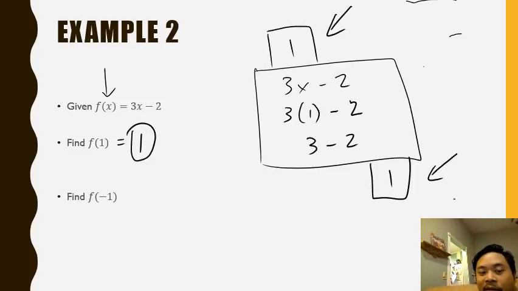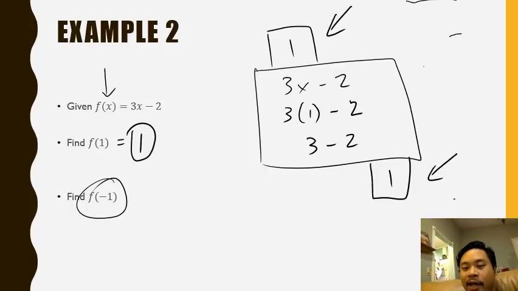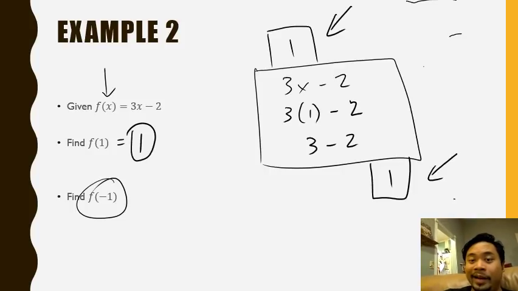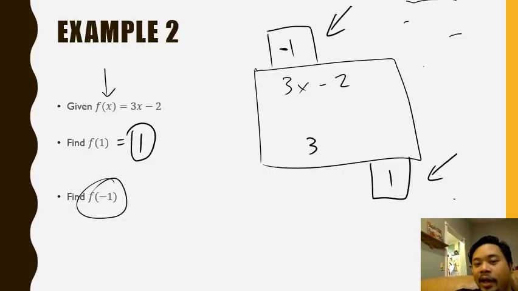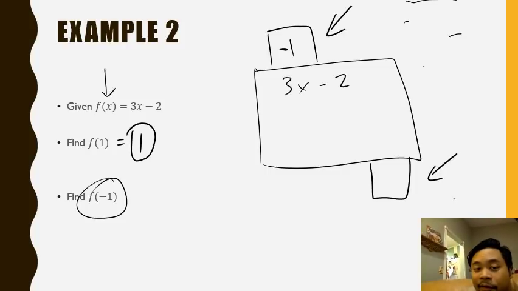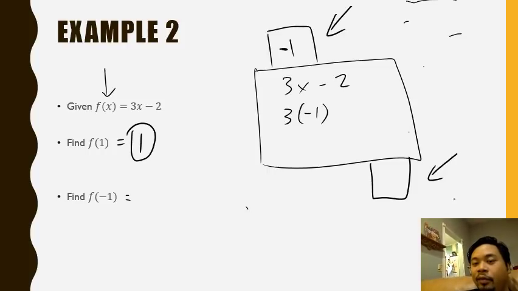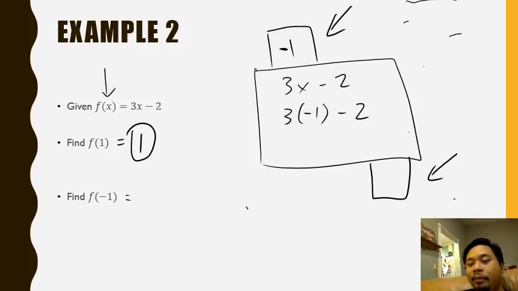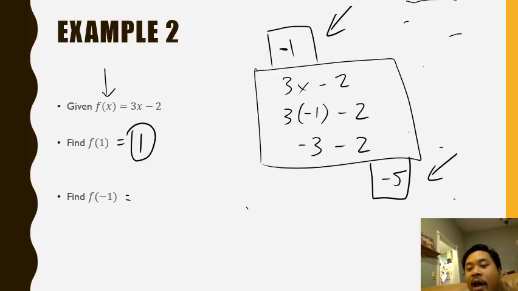The next thing that we have to do here is find another input to our function. The function that we're looking at is the same one, but we're inputting negative 1 instead of 1. So how this changes my machine is wherever I see an x, instead of replacing it with the positive 1 from the first example, I'm going to replace it with a negative 1. So this x gets replaced with a negative 1, and that minus 2 comes down. 3 times negative 1 gives me negative 3, minus 2, which gives me a negative 5 as the output.